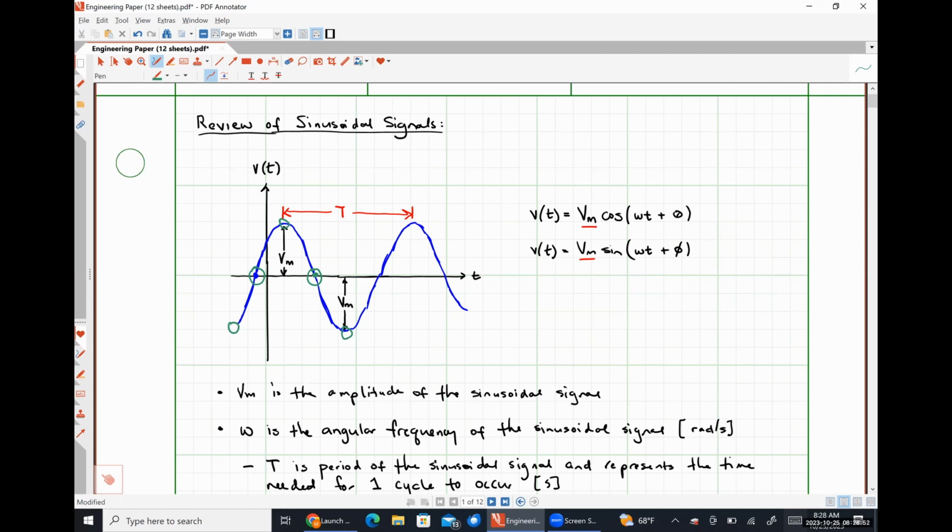So I have to have a background understanding of how a sine function and a cosine function regularly behave in order to do this. Yes, Isaiah.